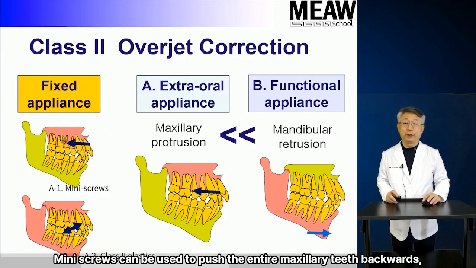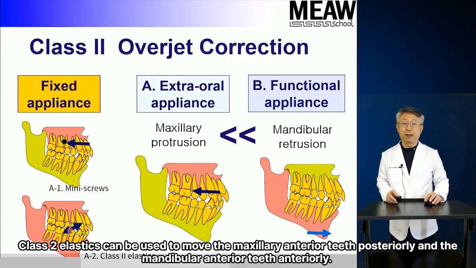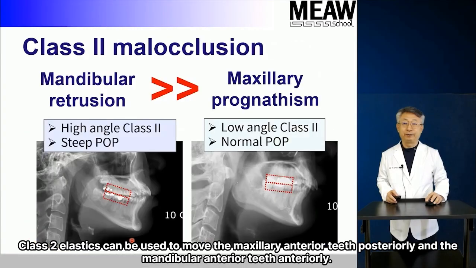Many screws can be used to push the entire maxillary teeth backwards. Class 2 elastics can be used to move the maxillary anterior teeth posteriorly and the mandibular anterior teeth anteriorly.